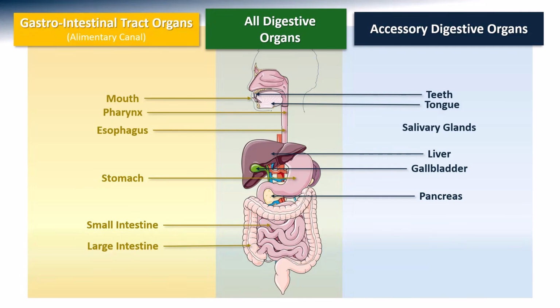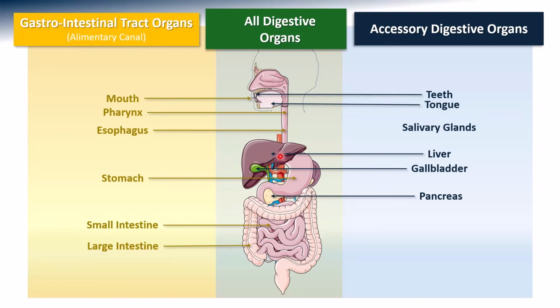The gastrointestinal system can be divided up into organs that make up the actual digestive tract, or the alimentary canal, so the tube organs, and then the accessory digestive organs that support digestion without being part of the tube itself, okay? They might assist with mechanical digestion, or they might secrete digestive juices, but the digesting food and chyme does not pass through them at all.